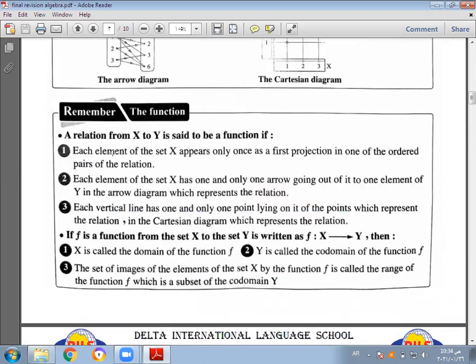What about the function? A relation from x to y is said to be a function if each element of the set x appears only once as the first projection in one of the ordered pairs of the relation. Each element of set x has one and only one arrow going out of it to one element of y. Each vertical line has one and only one point lying on it, the point representing the relation in the Cartesian diagram which represents the relation.